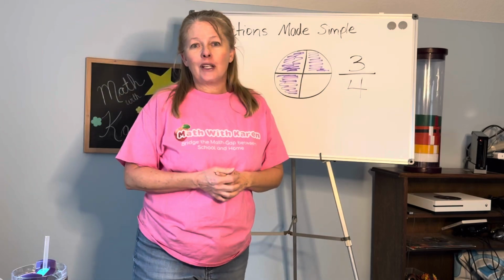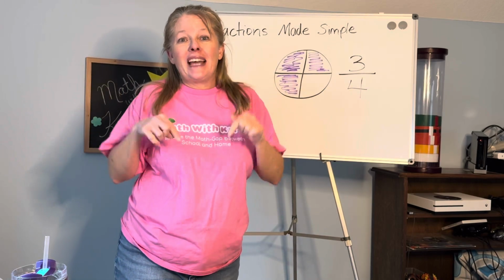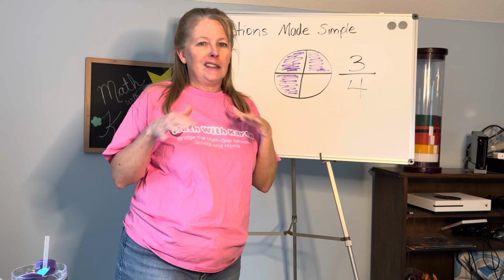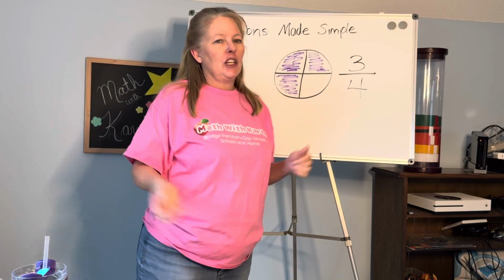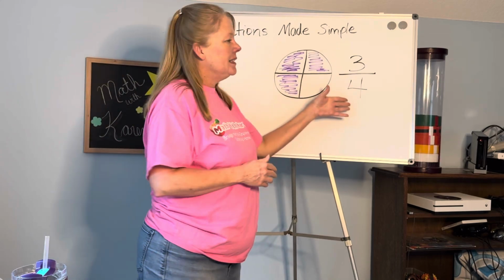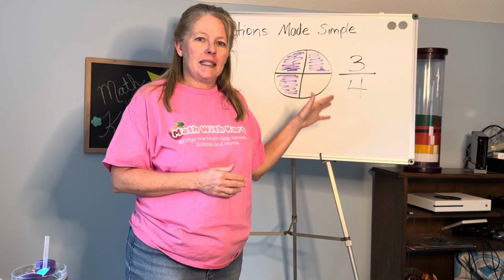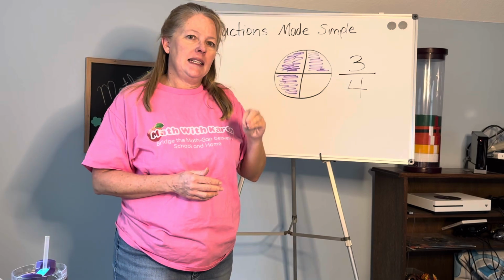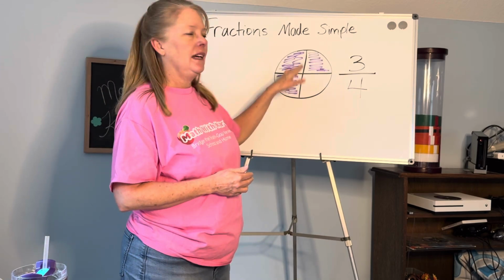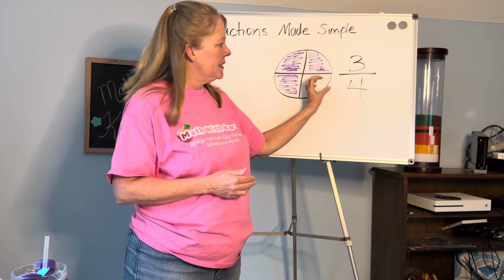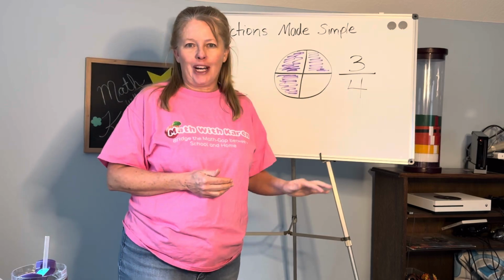The bottom number is called the denominator. It is down, in case they need a little trick there. The denominator is down, and it is the total number of pieces. Now, a common mistake that kids make is they want to say 3 and 1. They want that 1 because it's not purple to be part of the fraction.